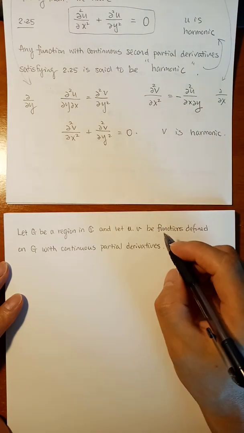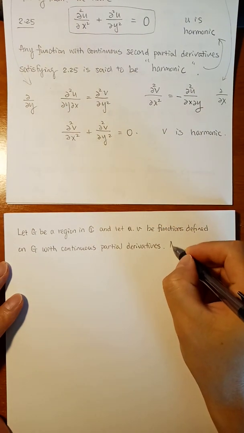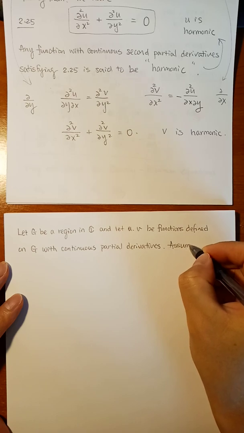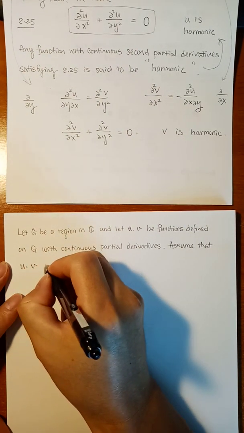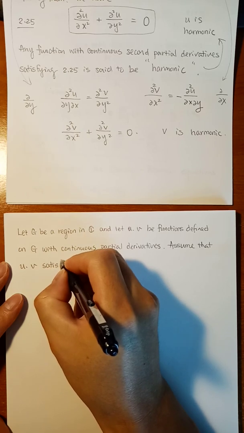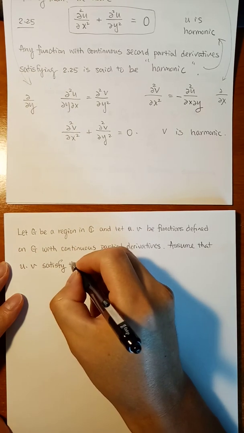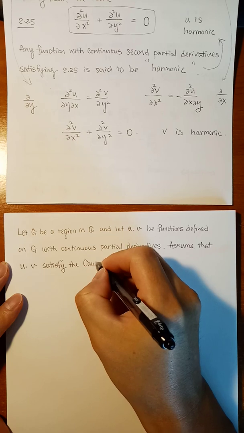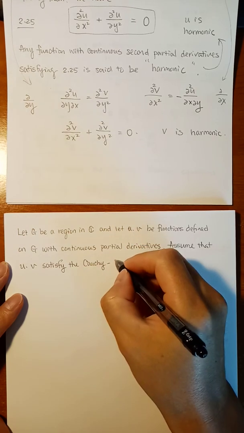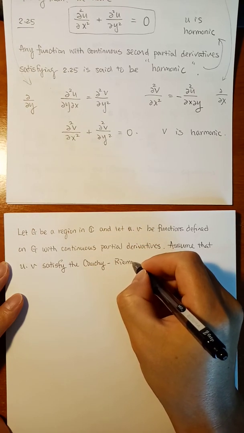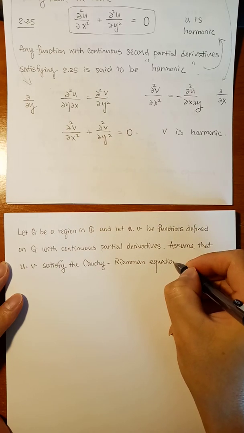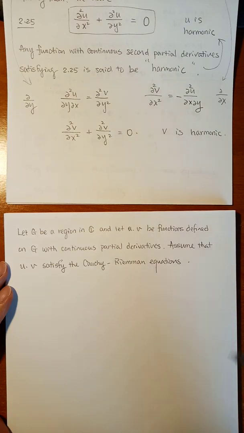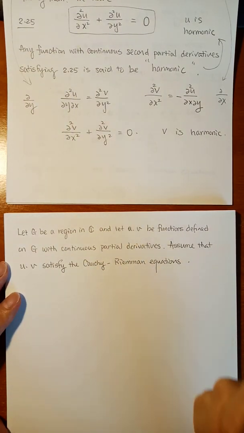So here, we assume that U and V satisfy the Cauchy-Riemann equations, and we're going to show that the corresponding function will be analytic.